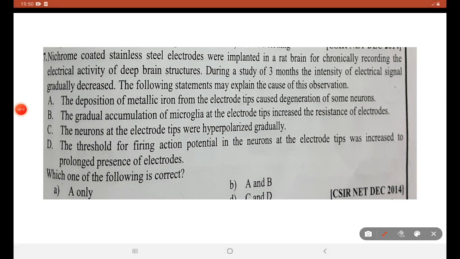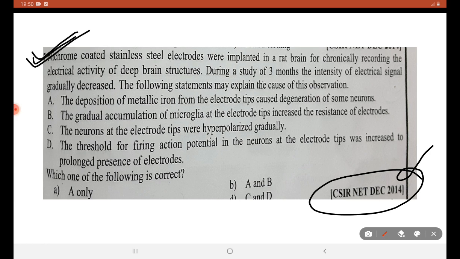Now we are going to see another question from CSIR NET December 2014. Nichrome coated stainless steel electrodes were implanted in the brain of a rat. Consider this as the brain of a rat. Nichrome coated electrodes were implanted into the rat brain for chronically recording the electrical activity of deep brain structures. During a study of 3 months, the intensity of the electrical signal gradually increased. The following statements may explain the cause of the observation.